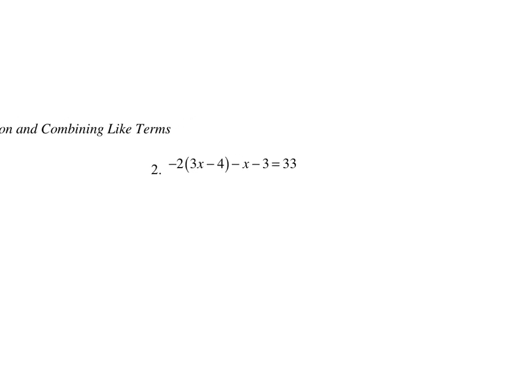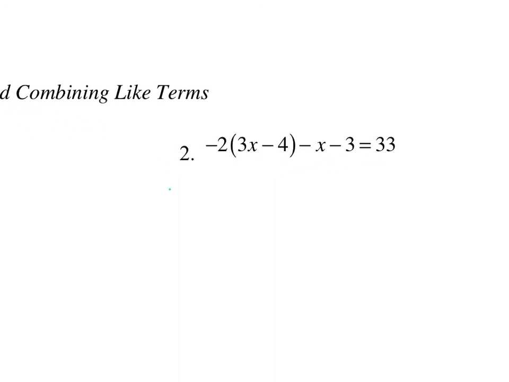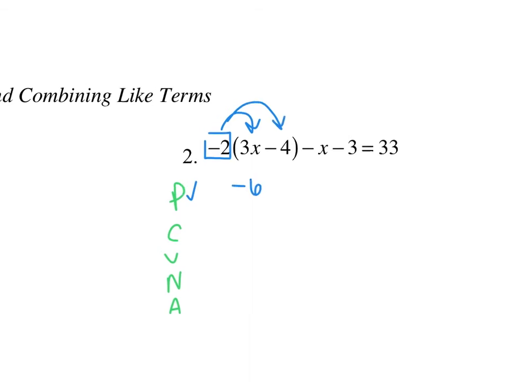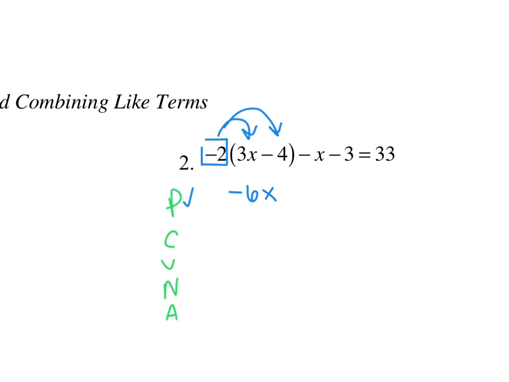I have negative 2 times 3x minus 4 minus x minus 3 equals 33. PCVNA. I ask myself, do I have parentheses? Yep, I have parentheses. I'm going to distribute my negative 2 to both terms. So negative 2 times 3x is negative 6x. Negative 2 times the negative 4 is a positive 8. Again, I'm doing my minus 1x minus 3 equals 33.